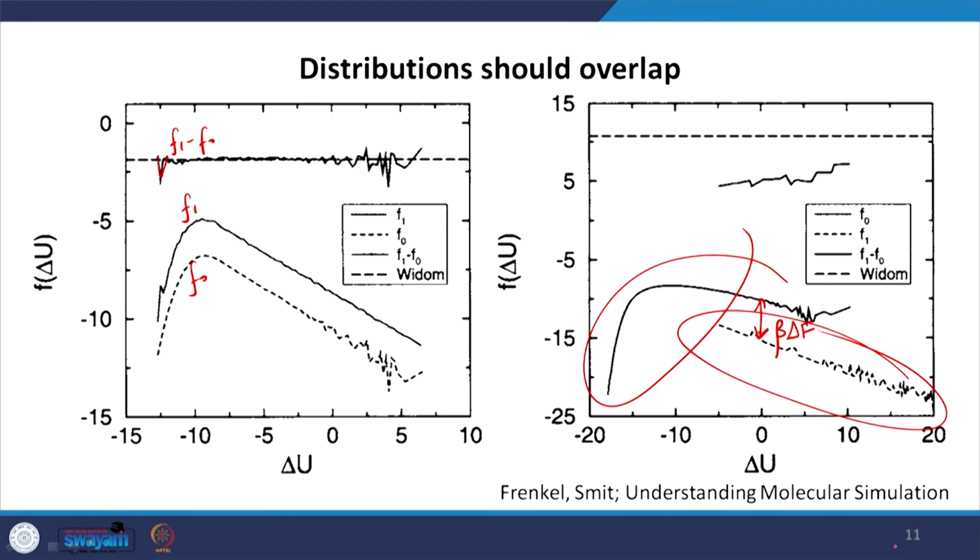In this case, however, this is the result we get from the overlapping distribution method, and this is what we get from the Widom method. So, clearly there is a big difference. Assuming that the Widom method was the correct result, we can see that clearly our simulation is not giving me the correct answer, and that has to be because the distributions are not significantly overlapping.